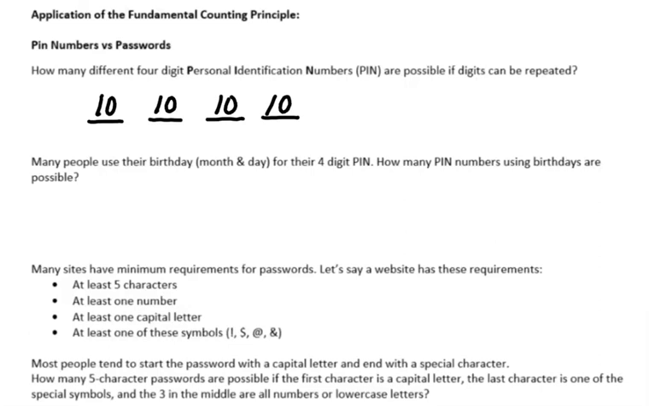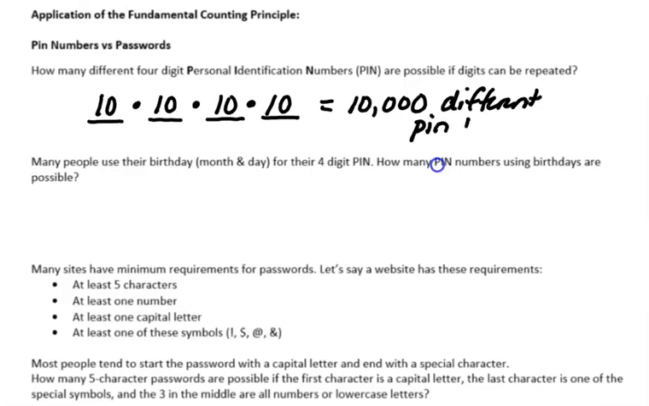Now, according to the fundamental counting principle, if we think about these numbers that I'm choosing for my passwords as events occurring in sequence, then we're just going to multiply the number of outcomes for each digit for the total number of outcomes for a 4-digit number. And so we would have 10,000 different PIN numbers possible.